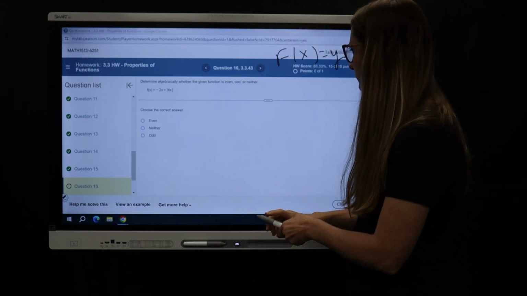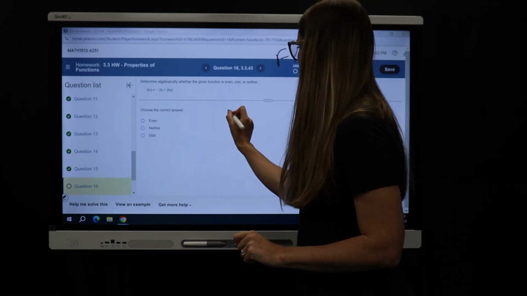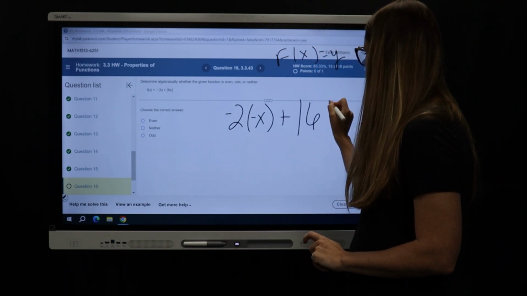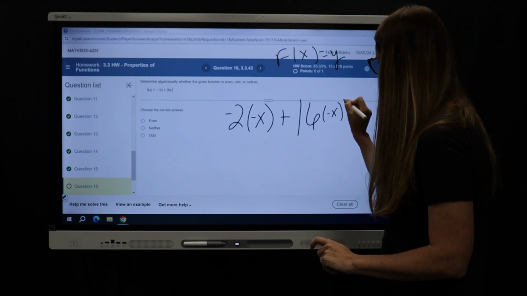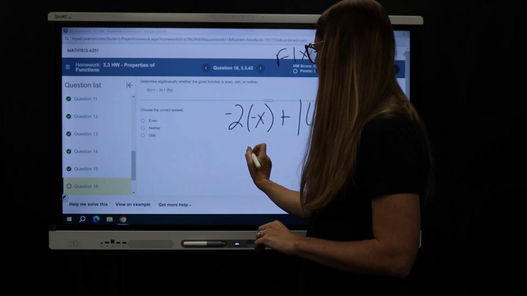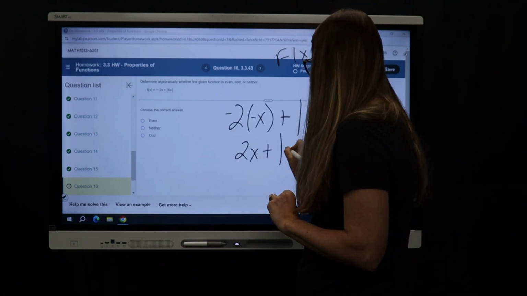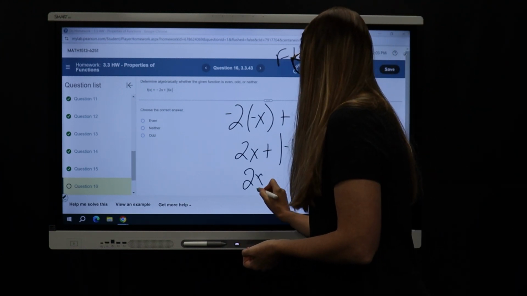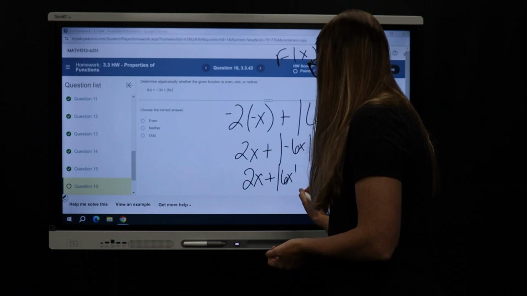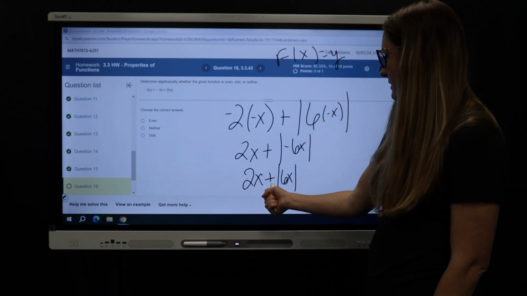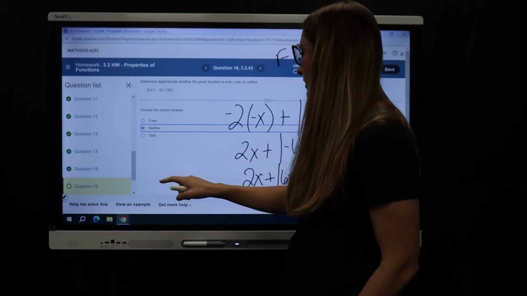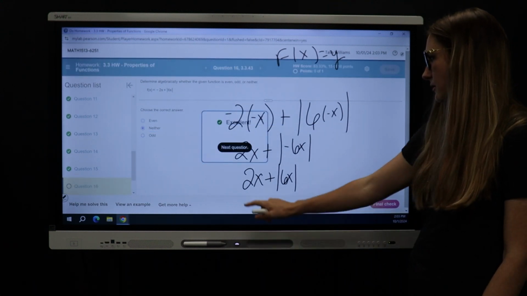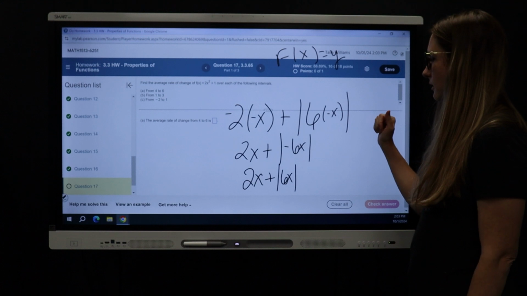Here we go. So we have negative 2, and we're going to put our negative x in here, plus the absolute value of 6. This would be a negative x now. So a negative times a negative here would be 2x, plus, and this would be the absolute value of negative 6x. But when you take the absolute value of something, it's still going to be positive. So since this sign didn't change, this is going to be neither. It changed our first one, but it didn't change the whole thing.